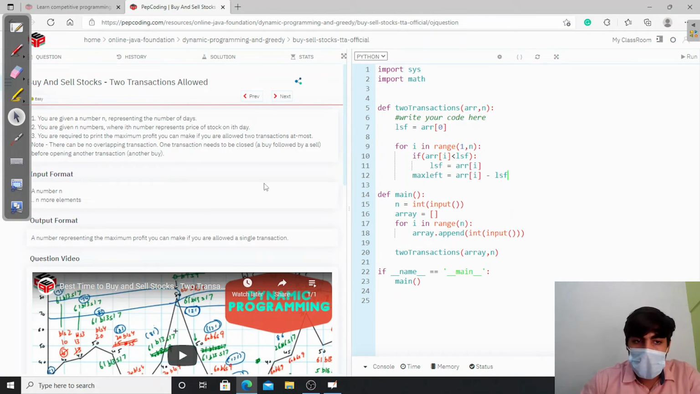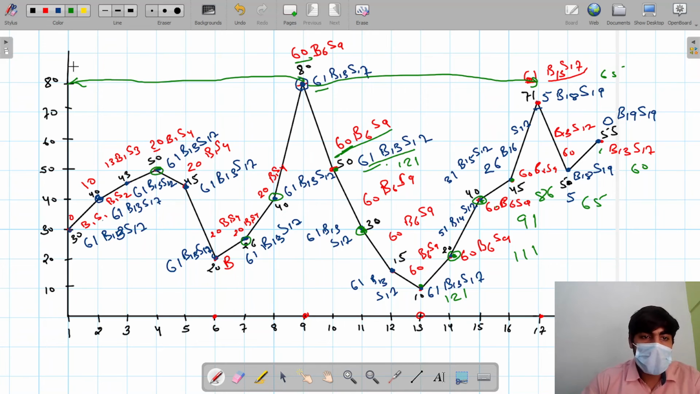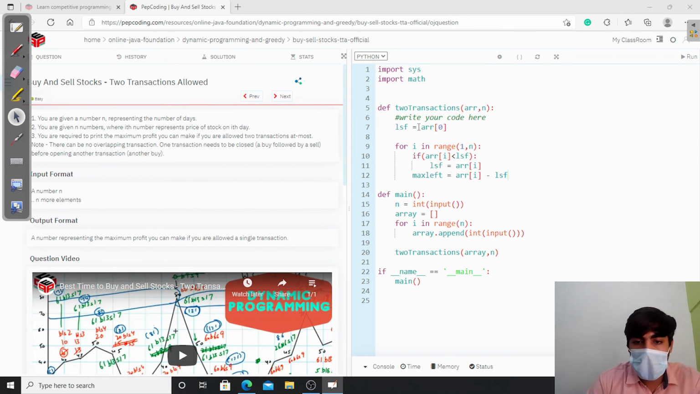I am showing you here. You can see here, this is the point. Today's price is less than the least so far, which is coming from the past. For all these values, least so far is 30, but at this point least so far is changed, and we can find out the max. And another thing is here, we are taking the maximum profit which we are getting from the past, otherwise today's maximum. So for that I am creating an array which is the size of ARR.